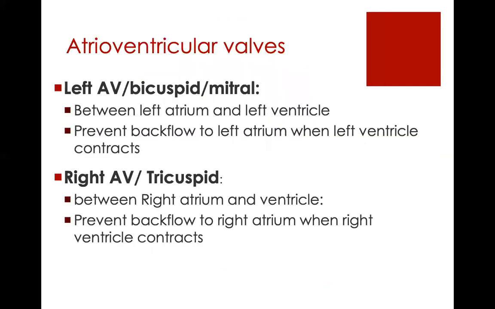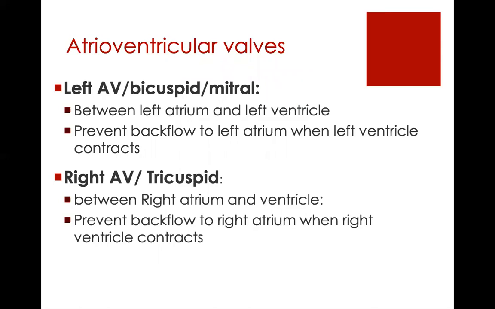A similar concept applies to the one located on the left-hand side. The main difference is that the valve located between the left atrium and left ventricle only has 2 flaps and therefore is referred to as bicuspid. There is a secondary name for that. It's called the mitral valve.